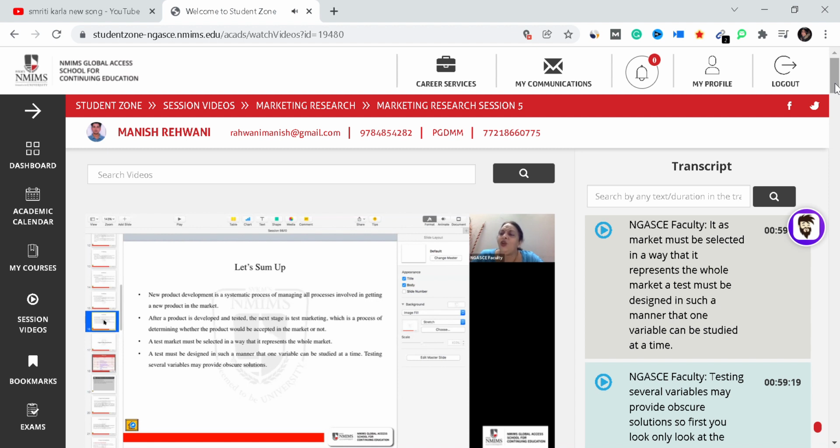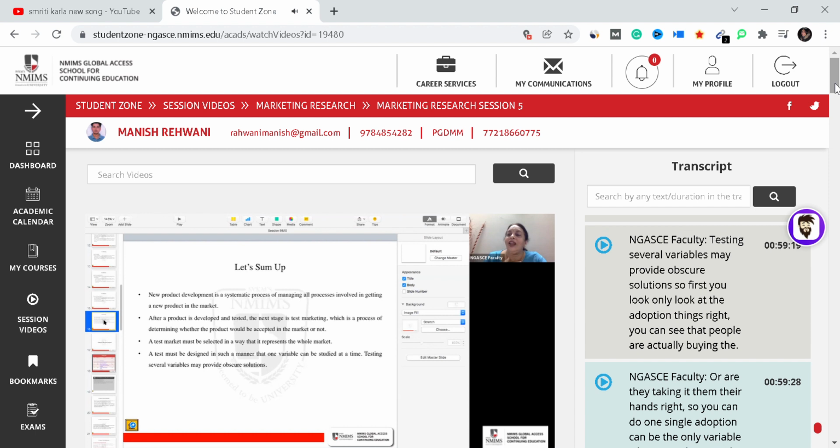So first you only look at adoption, sales. You can see whether people are actually buying the brand or just taking it in their hands. So a single variable, adoption, can be the only variable when you do the test marketing.